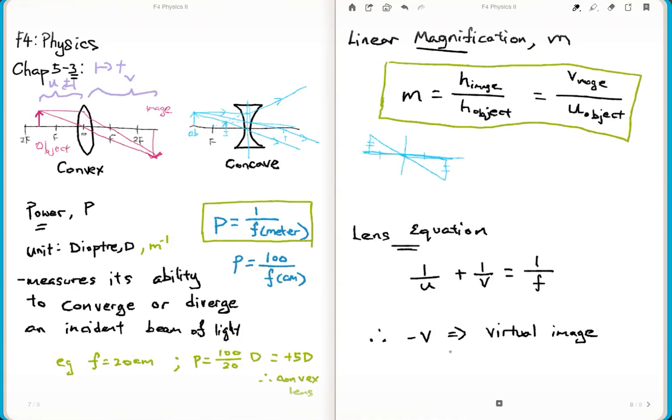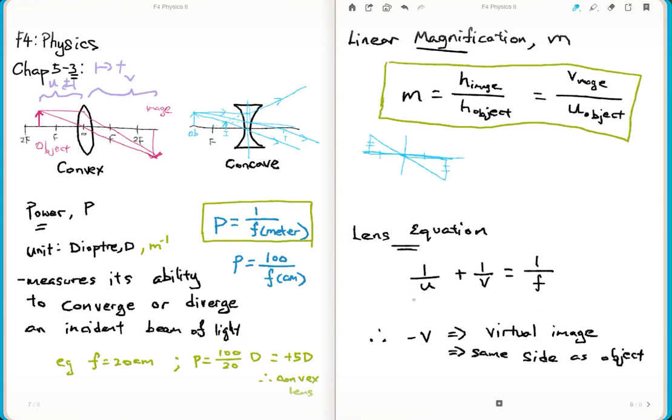What does virtual image mean? It means it is on the same side as the object. When they are on the same side as the object, then the image should be virtual, meaning you can't form it on the screen. Something special about this equation, of course, you may bring around them, times v times u, and do some maths on it. But for the physics part, it's 1 over u plus 1 over v equals 1 over f.